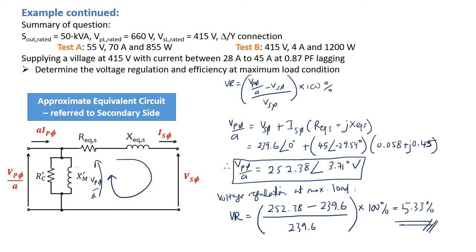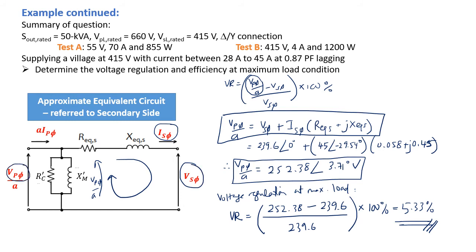Okay, so in order to calculate voltage regulation, you need to find Vp phase over a, and the formula for Vp phase over a for the transformer is by having the KVL on the secondary side. So Vp phase over a is equal to Vs phase plus Is phase multiplied by Req plus jXeq. So don't forget, when you're using the equivalent circuit, you must use phase voltages and phase currents.